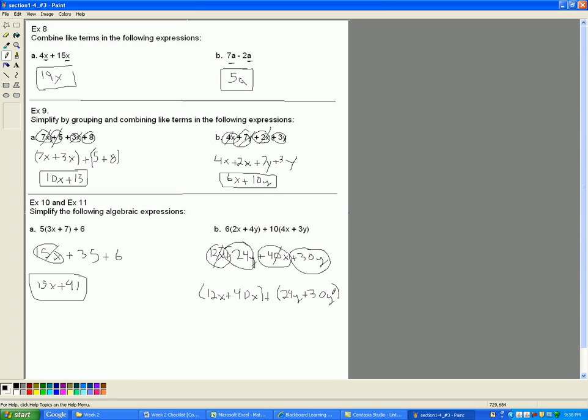Now we can go and just perform our operations. So again, all I did is distribute. Now I grouped, and now I'm going to go ahead and simplify everything. 12x plus 40x is 52x. Plus sign in the middle. 24y plus 30y is 54y.